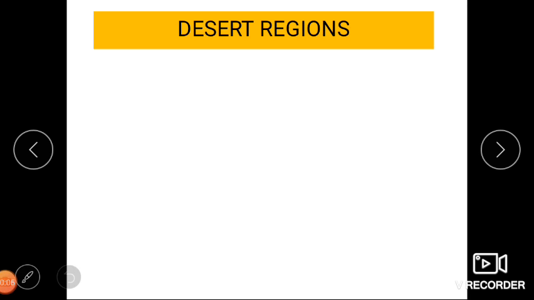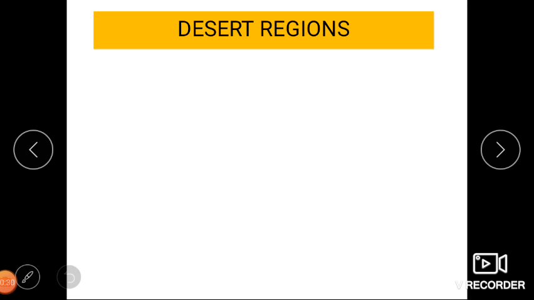Today we are going to discuss desert regions. Two-thirds of the Earth's surface is covered with water by the oceans. The remaining one-third of the Earth's surface is exposed as dry land for us to live on, and one-third of that dry land is really dry and comes under desert. So this is what we are going to learn about.